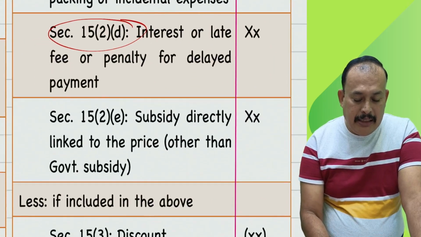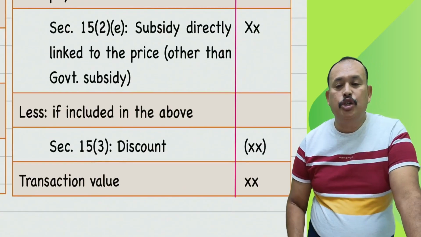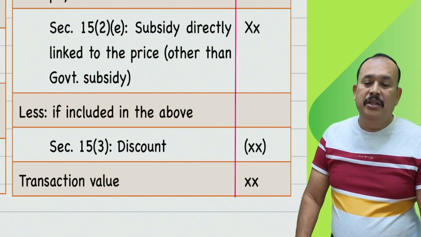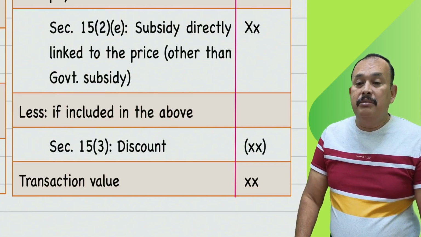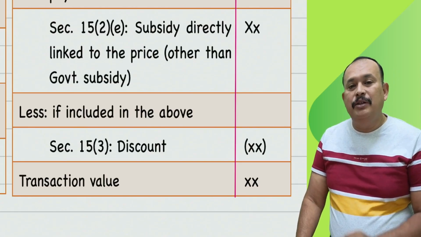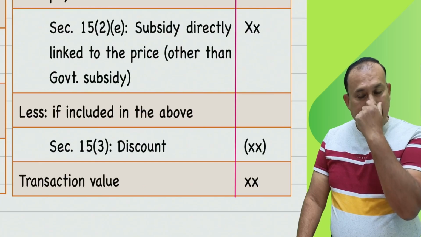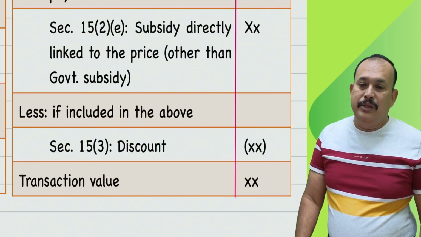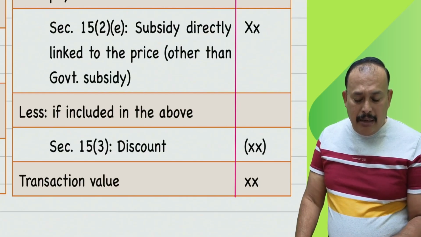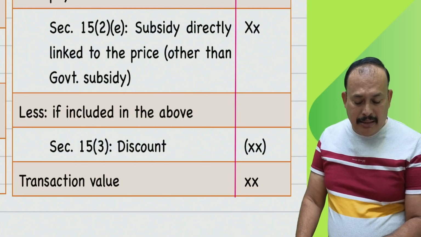Further, section 15, subsection 2, clause E, subsidy directly linked to the price, other than government subsidy. Government subsidy should not be added in the value of supply to tax, not to tax. How to understand? Very simple. I am bringing this concept to your notice in multiple ways.